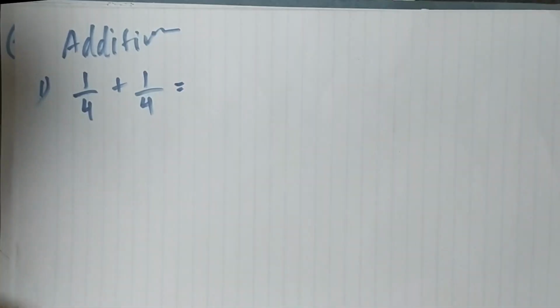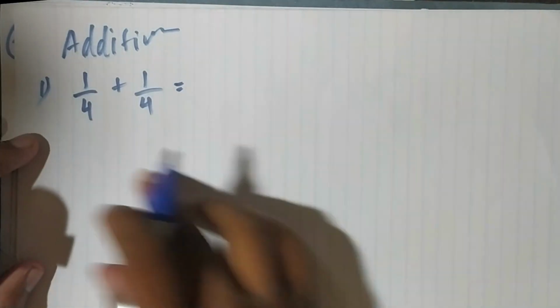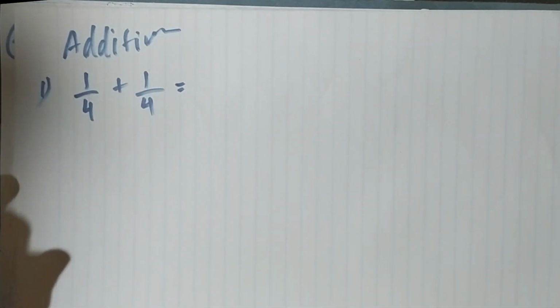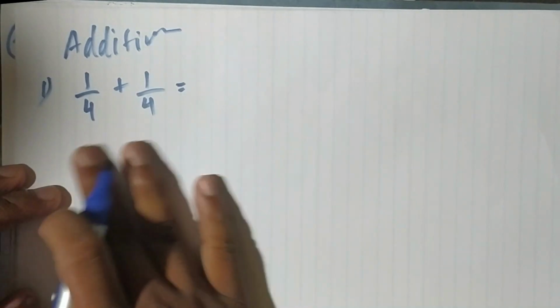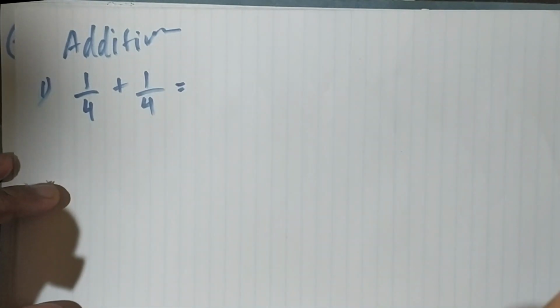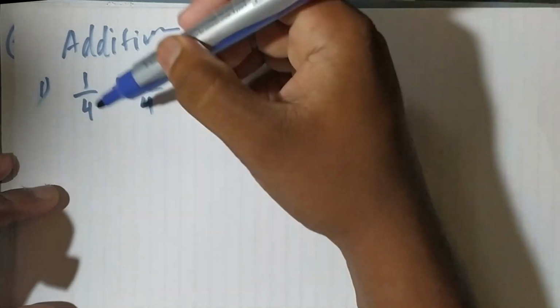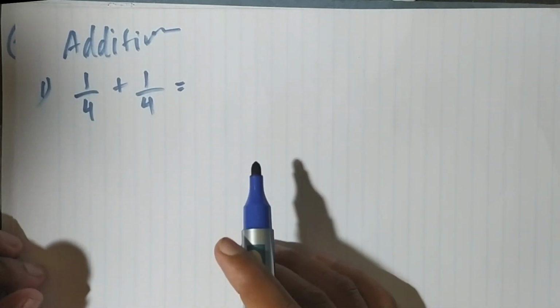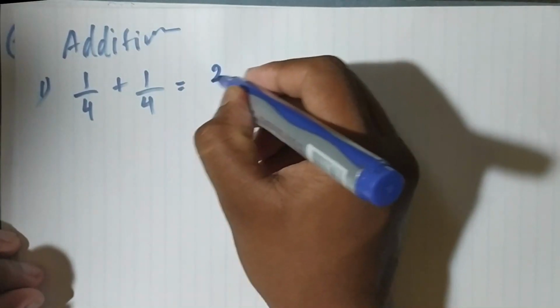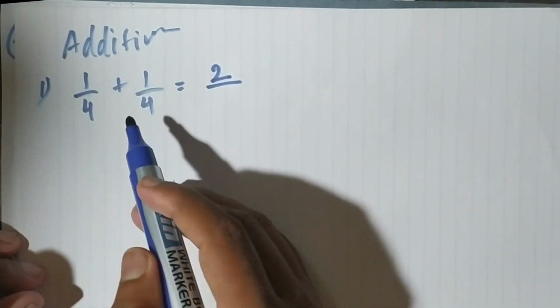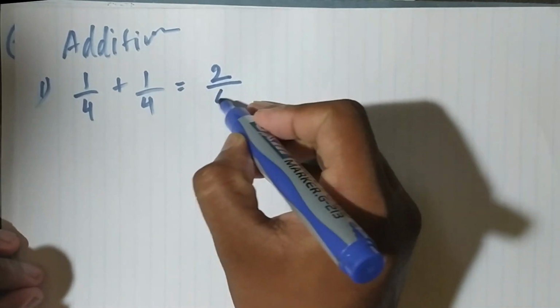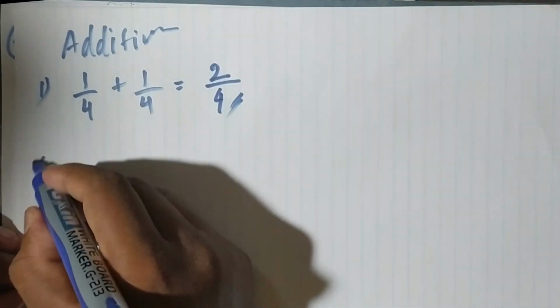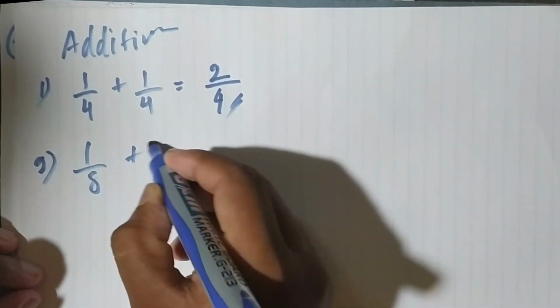Here, see, for addition or subtraction, if the denominators are the same, you can just add. But in this there is a condition. You see, these two denominators are the same, so no need to change. Only the numerators you should add, not the denominators. So 1 plus 1 is 2. Here the denominators are the same, so no need to add that, just give that 4. I am taking another one, 1 over 8 plus 2 over 8.